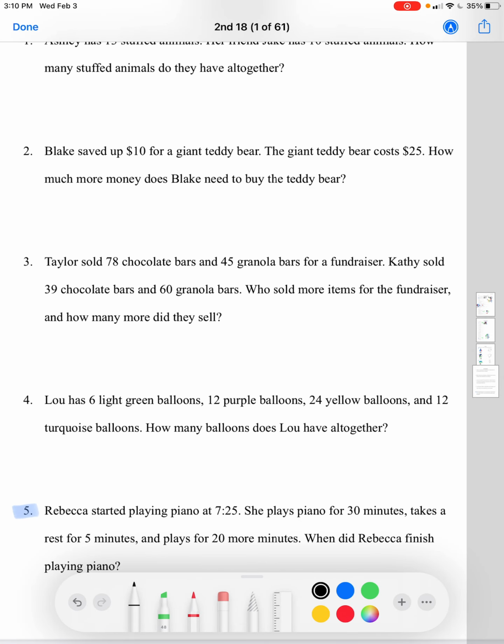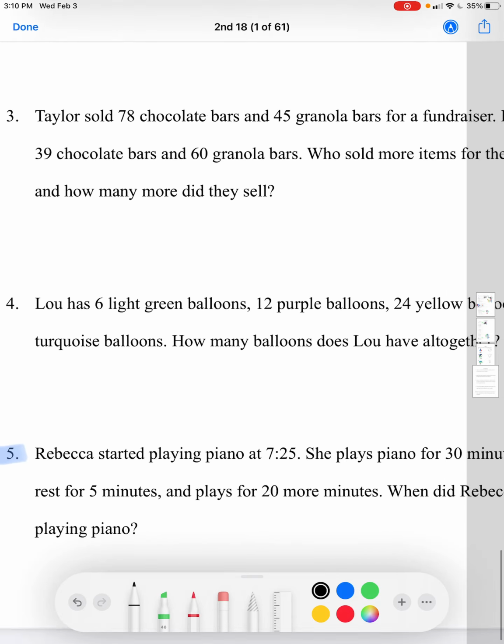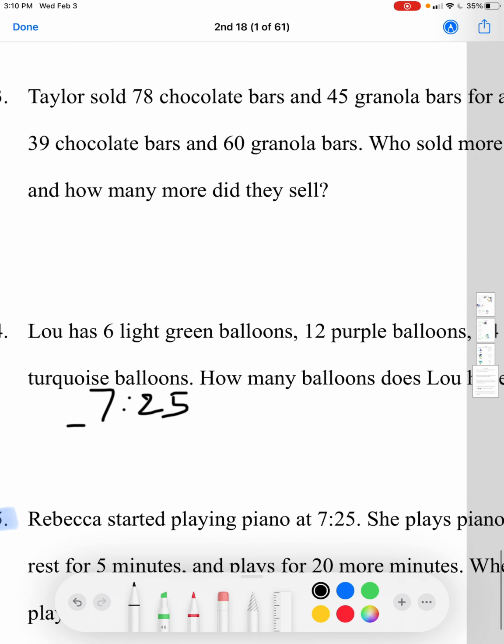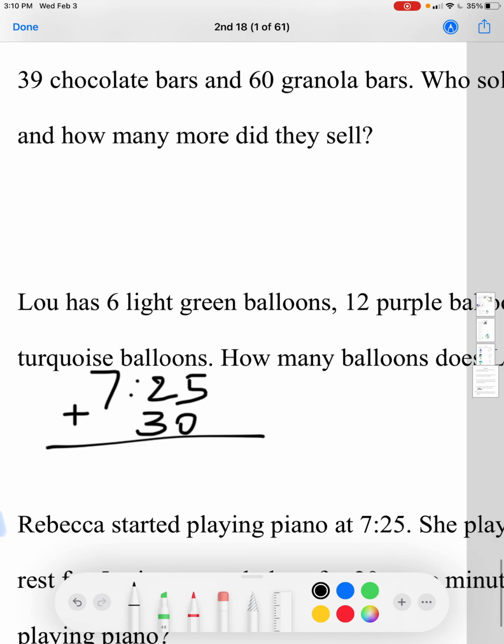Lastly, we're going to go over word problems. Let's go over number 5. It says, Rebecca started playing piano at 7:25. She plays piano for 30 minutes, takes a rest for 5 minutes, and plays for 20 more minutes. When did Rebecca finish playing piano? So we don't have that much space, so I'm going to use the space in the top. So she started at 7:25 and played for 30 minutes. So we'll add 30 minutes here.